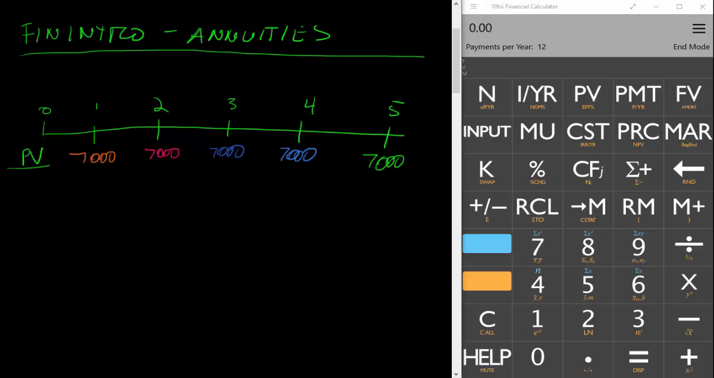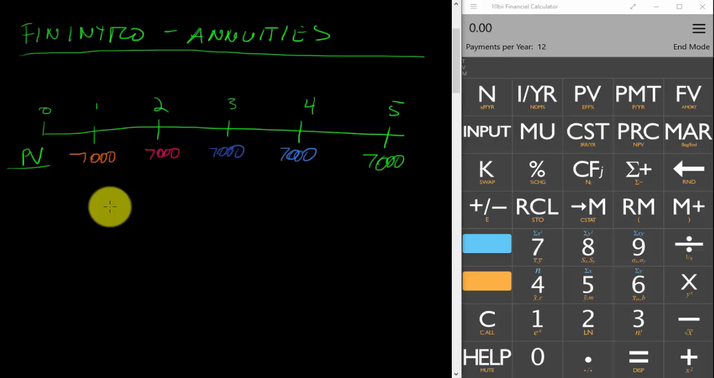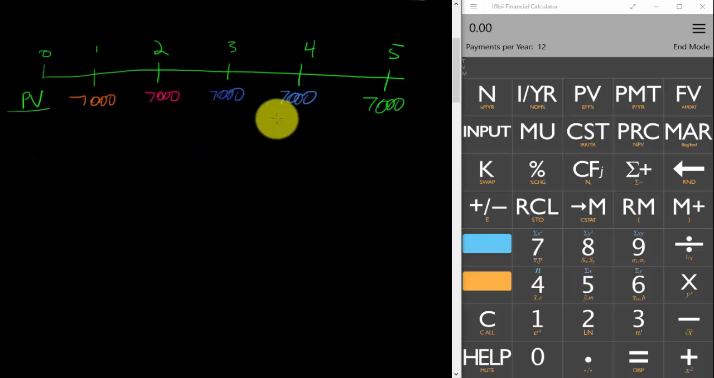So today we're going to work on finintro's guide to annuities, okay? And by annuities, I'm not telling you I'm going to sell you an annuity. I'm just going to tell you what an annuity is. And so basically, all an annuity is, is a stream of cash flows, but they're all the same. In the previous lecture, we talked about how we do mixed streams and they're different. This one is going to be all the same.